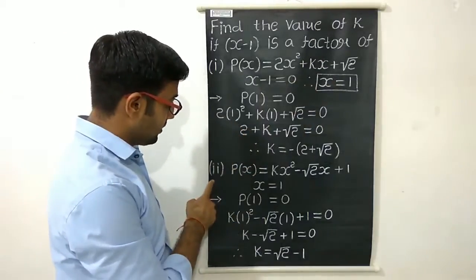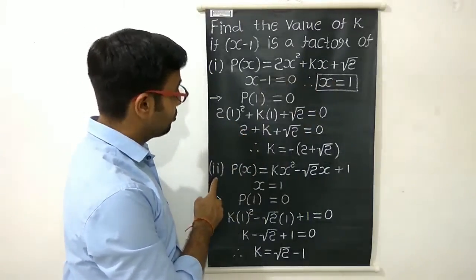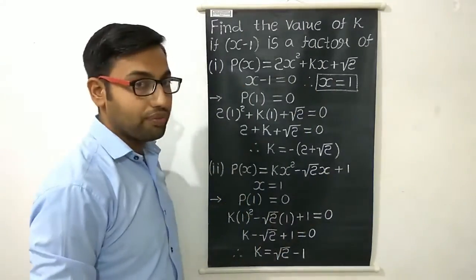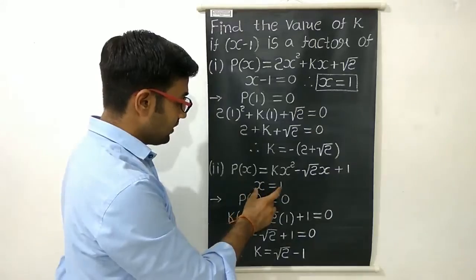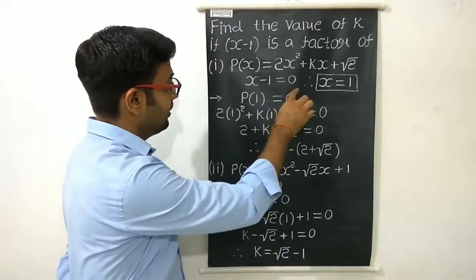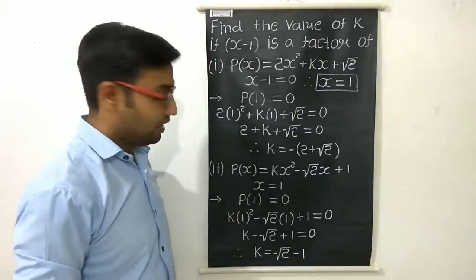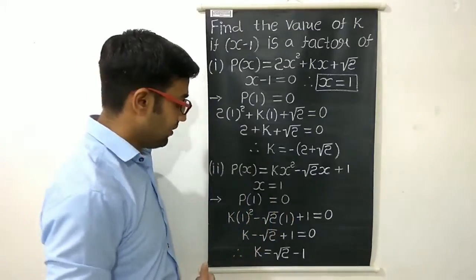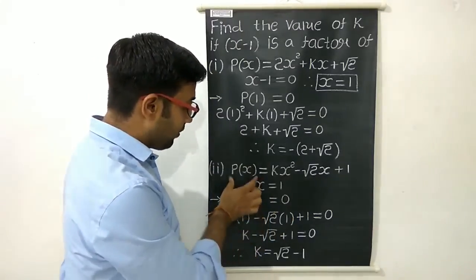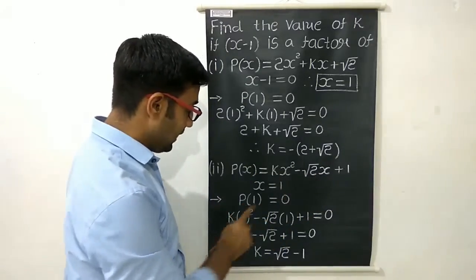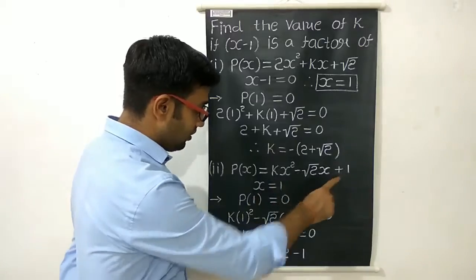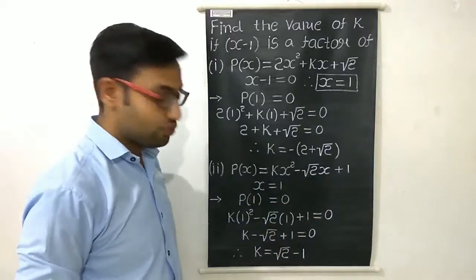Let us study another sum. In this question also, x minus 1 is a factor of this given polynomial. So the value of x we get is equal to 1, right? Like we have done here. So now P of 1 is also 0 according to the factor theorem. So P of 1 for this polynomial is k 1 square minus root 2 into 1 plus 1 is equal to 0.